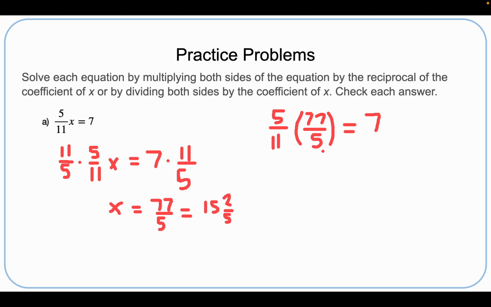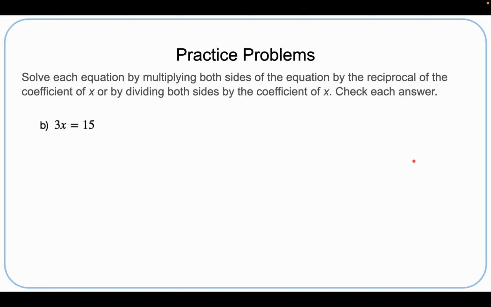So here we can simplify by canceling out there. Here we can factor out an 11. That gives us 7. So we're left with 7 over 1, which does equal 7. That checks out.